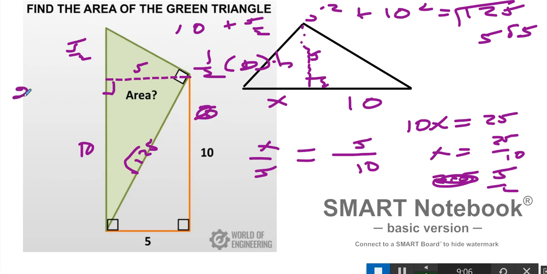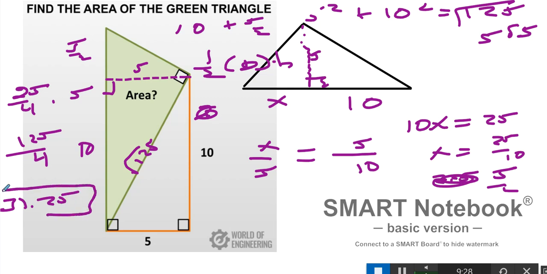I'll do it over here. 25 over 4 times 5. All right? So that's going to be 125 over 4 is my area. And that's going to be 31 point something, 31.25. Is that right? I'm doing my mental math, so somebody better check that for me, all right?